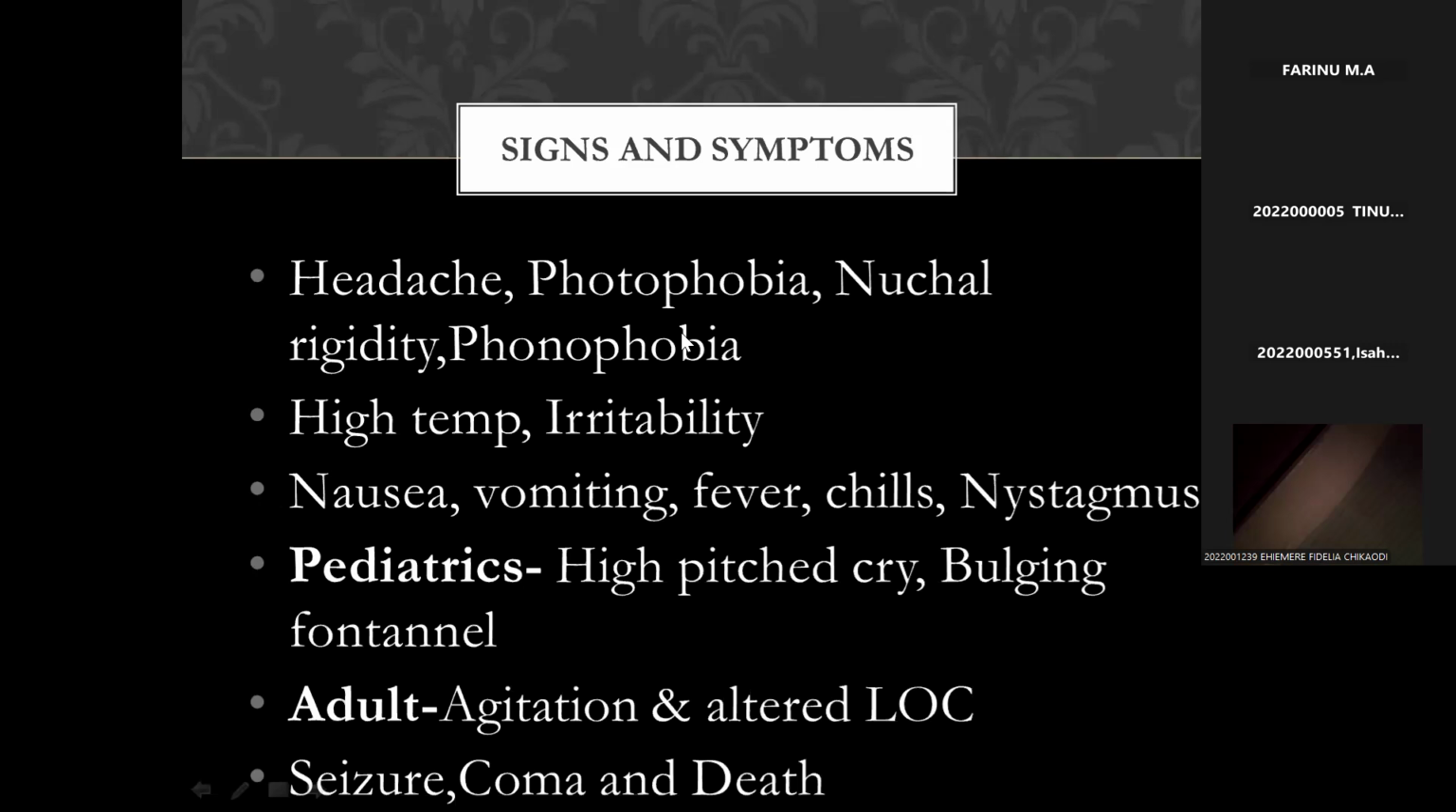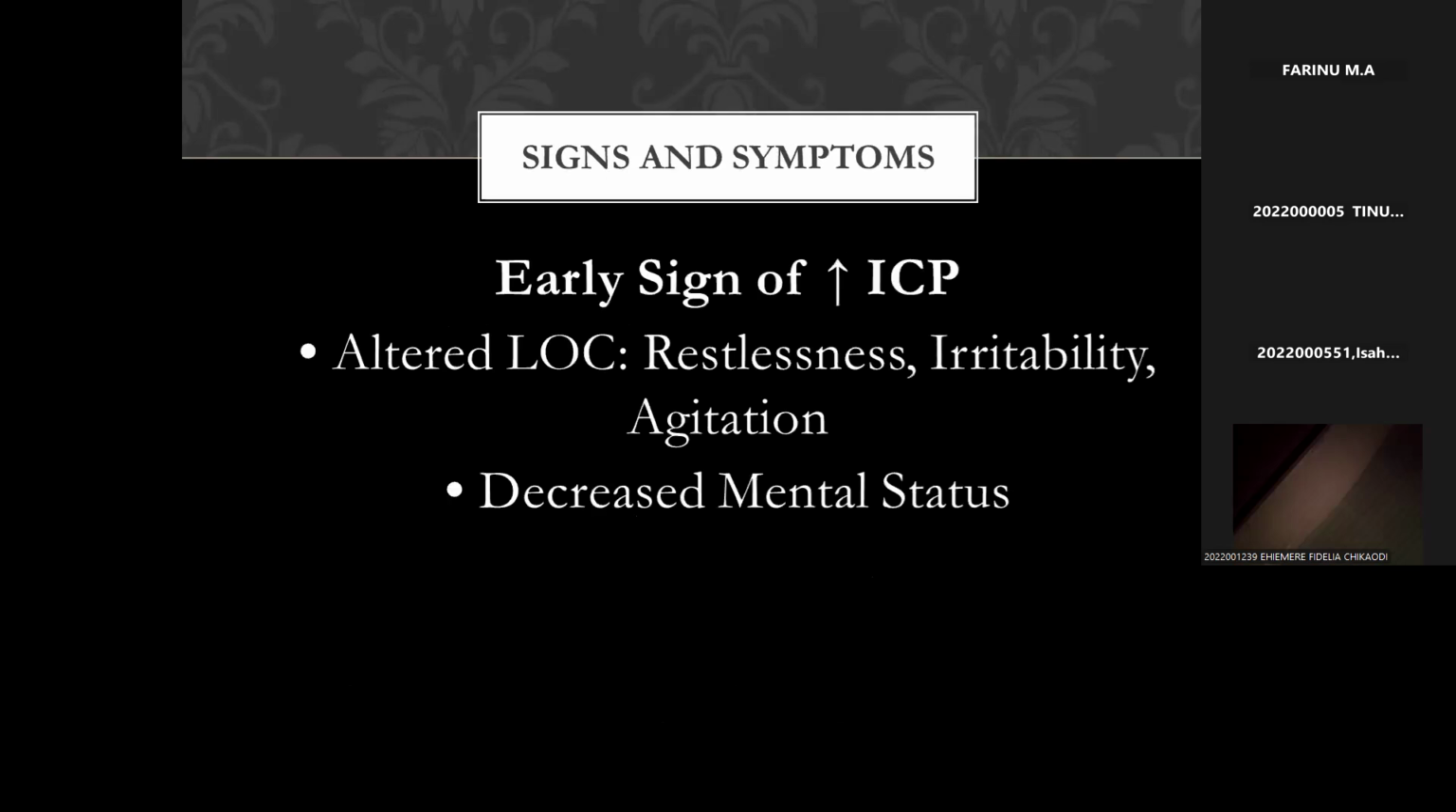So a child will not be complaining of headache, but for an adult, the adult will have what? Headache. Then in an adult, there will be agitation, there will be altered level of consciousness. Patients can have seizure, coma, then lastly death.